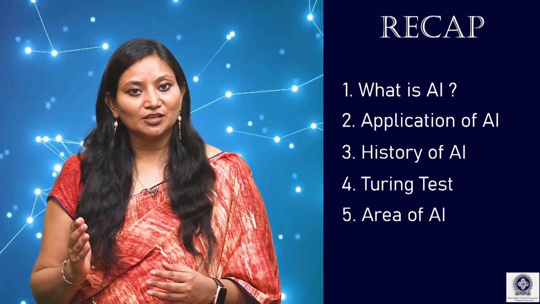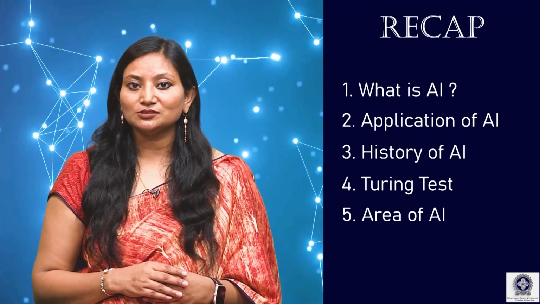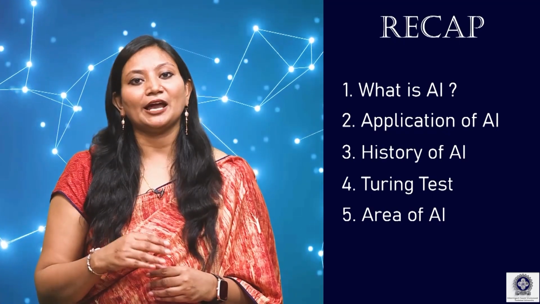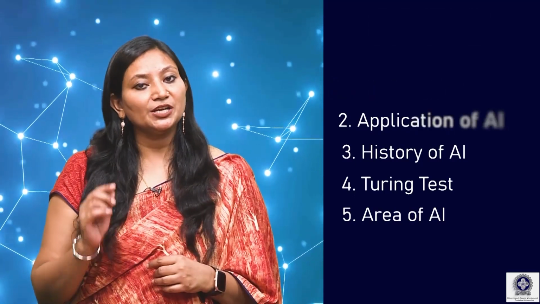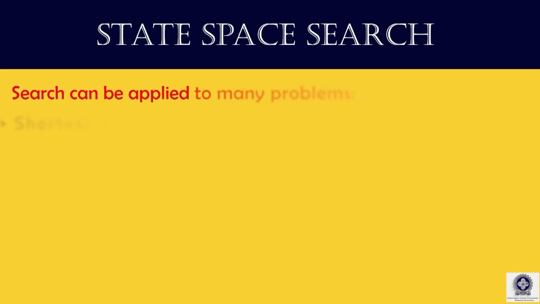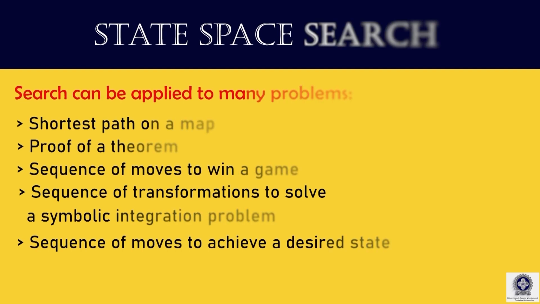In the fascinating world of artificial intelligence, one powerful concept stands out: search. Search can be applied to solve a wide range of problems, each with its unique challenges and solutions. Let's begin with the fundamentals. State space search is a problem solving strategy that enables AI systems to navigate through a problem's solution space. It involves exploring different states of the problem to find the optimal solution.